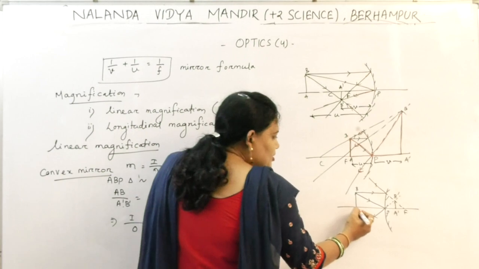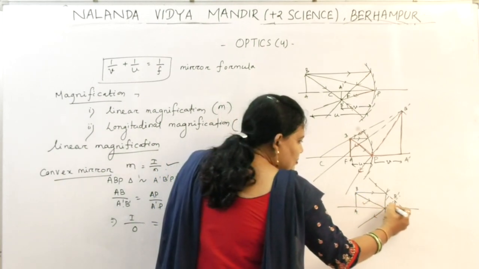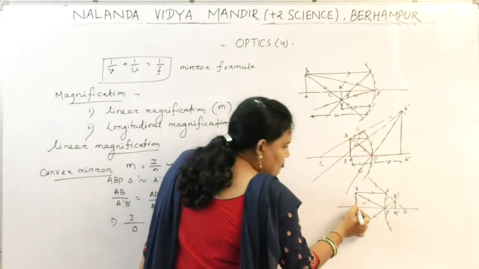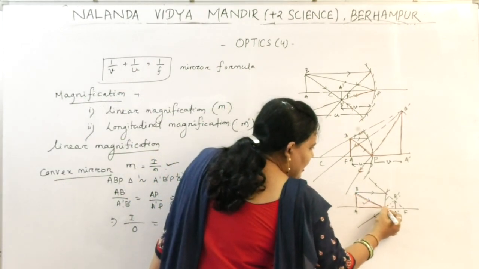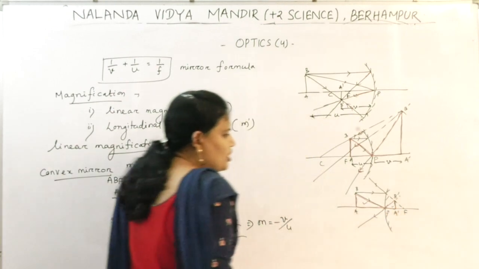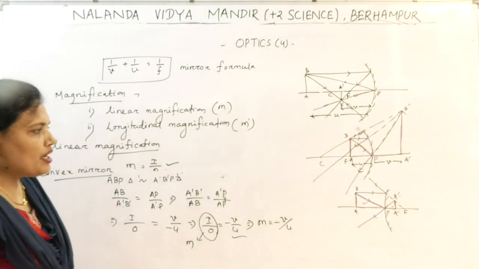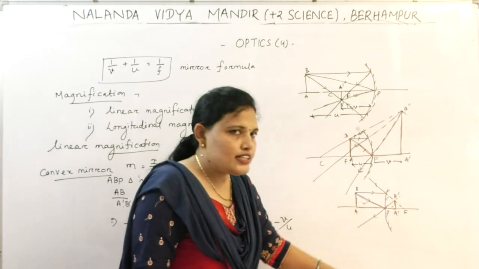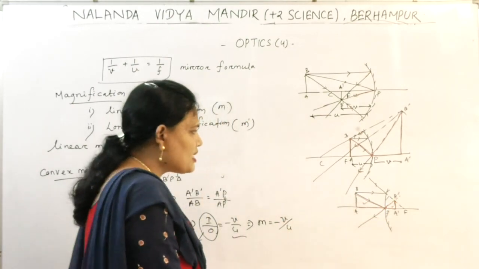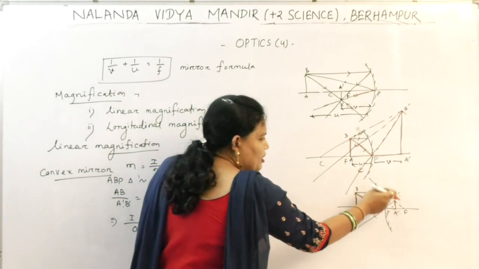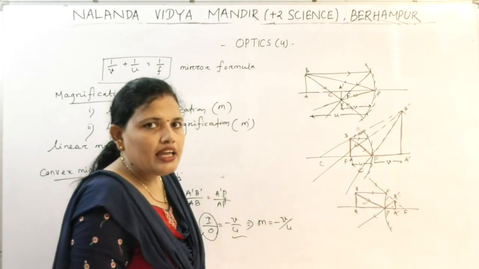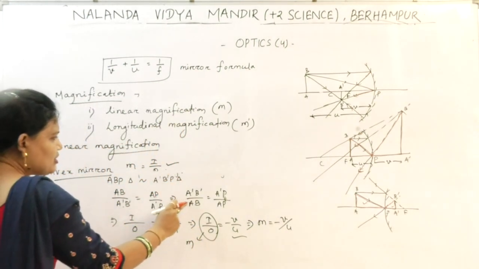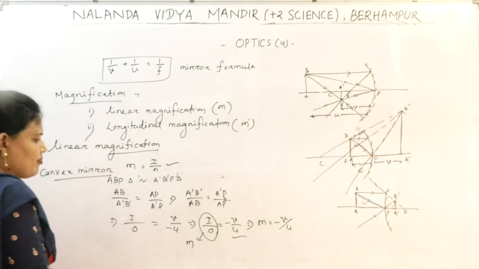Now again let us compare the two triangles, ABP and A dash B dash P. The two triangles are similar. So again we can write AB by A dash B dash equal to AP by A dash P. Now let us put the sign convention. Both are above the principal axis, so both I and O are positive. So again A dash B dash by AB equal to A dash P by AP.